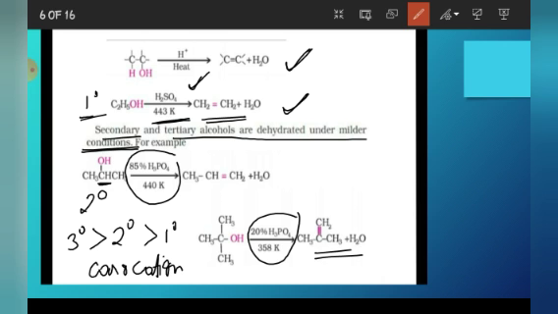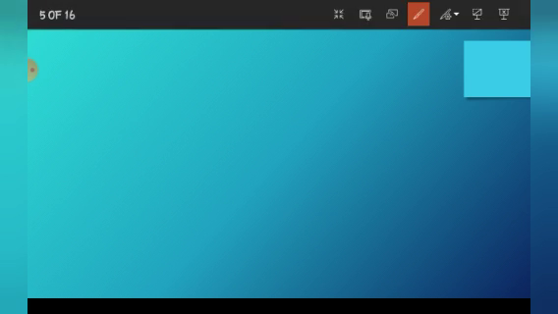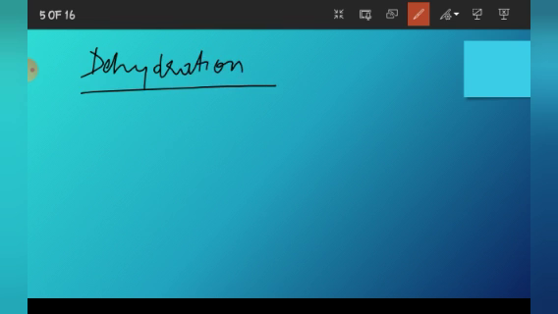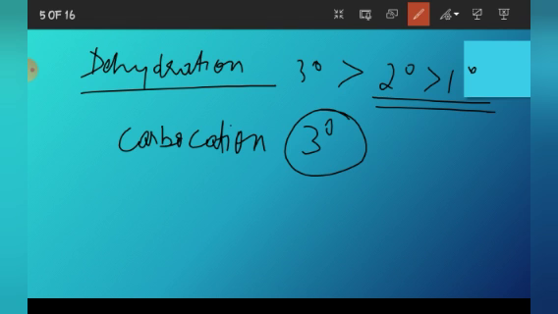Again I am telling you the same thing for dehydration also. If we talk about the order of alcohols, then 3-degree, then 2-degree, and then 1-degree. Why is this so? Because of the formation of carbocation as the intermediate, and we know that 3-degree carbocation is more stable than 2-degree and 1-degree carbocation.